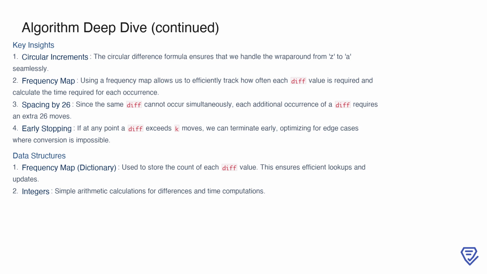Lastly, we use early stopping as an optimization. If at any point a difference requires more than k moves, we terminate the process immediately. This makes the algorithm efficient for edge cases where conversion is impossible. To implement this, we use a frequency map, which is a dictionary structure for fast lookups, and simple integer calculations for differences in time computations. These data structures are both efficient and straightforward, ensuring that the algorithm is clean and performant.